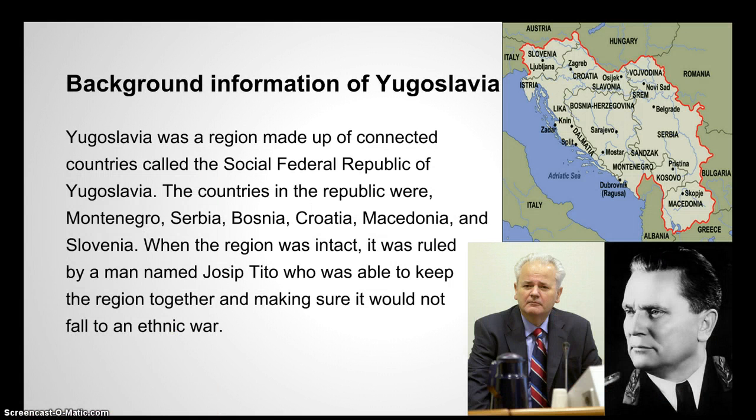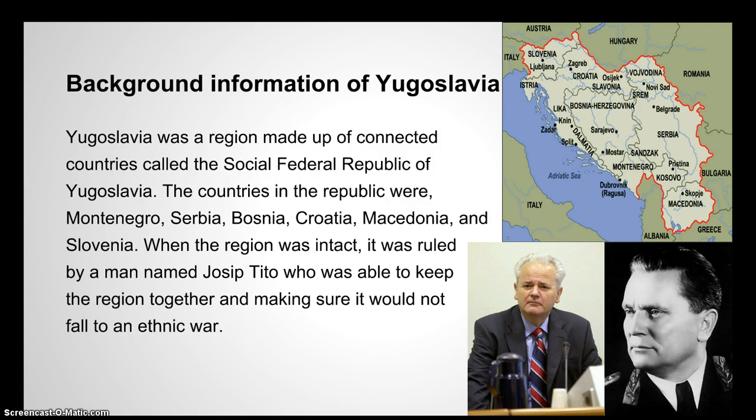So, this is a little background information on Yugoslavia. Yugoslavia was a region made up of connected countries called the Social Federal Republic of Yugoslavia. The countries in the republic were Montenegro, Serbia, Bosnia, Croatia, Macedonia, and Slovenia.